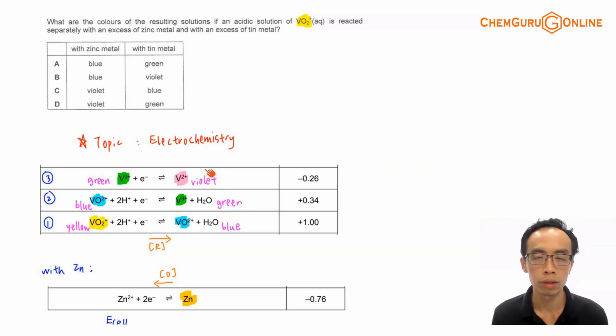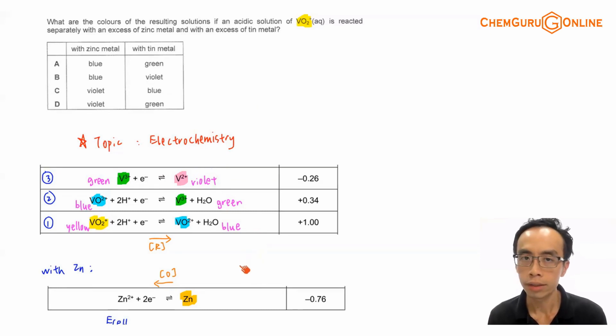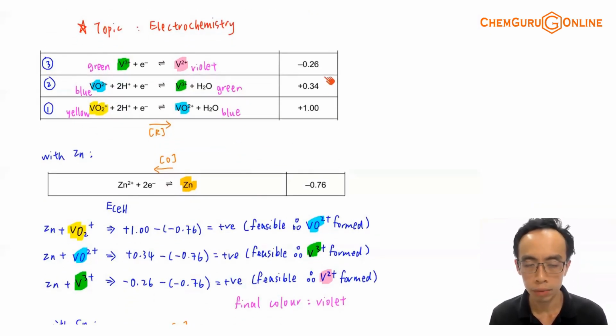Correct? So what we are doing is determining the extent of the redox reaction by calculating E cell. All the E values, we have them here. If I calculate E cell, which is E reduction minus E oxidation, as long as your E cell is positive, the reaction is feasible, and we will expect the reaction to take place. Then we will consider the next stage. So let's talk about it part by part.